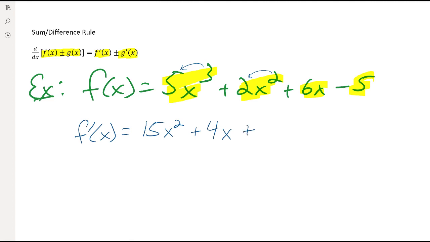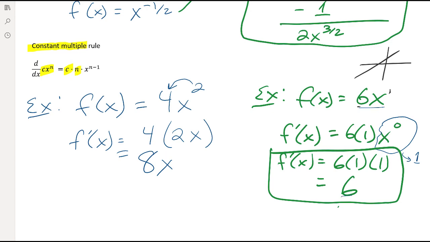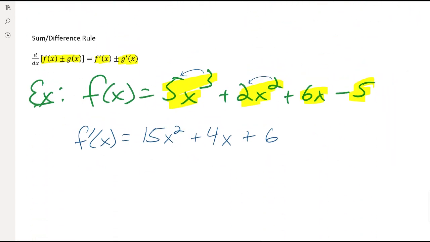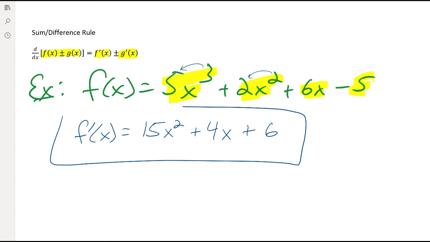Plus, what's the derivative of 6x? Derivative of 6x is just 6. Okay, to see that, go back to the previous, previous problem that we did. Right, what do we say? The derivative of 6x is 6. Okay, and then lastly, the derivative of a negative 5. Negative 5 is a constant term. So remember, the very first rule that we talked about was a constant rule, right? So the derivative of any constant is 0. So the negative 5, it doesn't drop off. It just turns out that the derivative of negative 5 is 0. And there we go, folks. That is our derivative via the sum and difference rule.